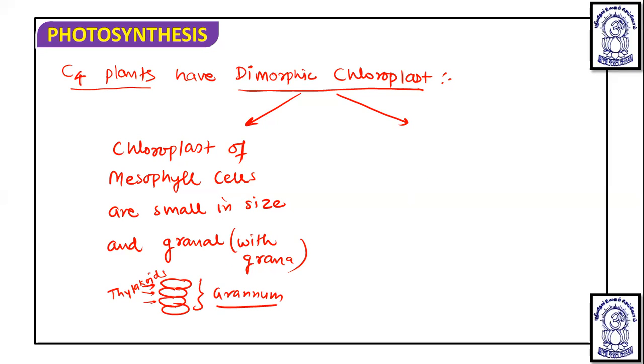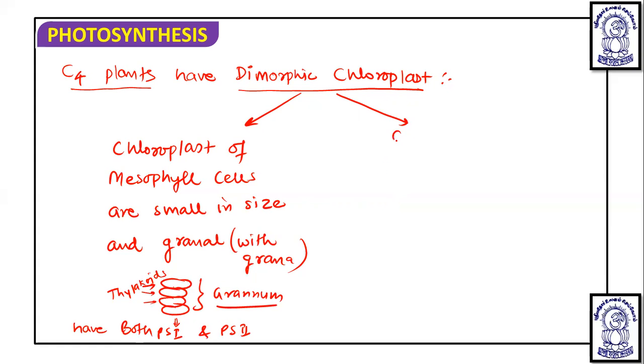Now, if they have a granum-like arrangement, means they have pressed and non-pressed regions, means they have both PS1 and PS2. If both PS1 and PS2 are present, means the chloroplast of mesophyll cells can perform cyclic as well as non-cyclic photophosphorylation. And if they are able to perform both, they synthesize both ATP and NADPH2.